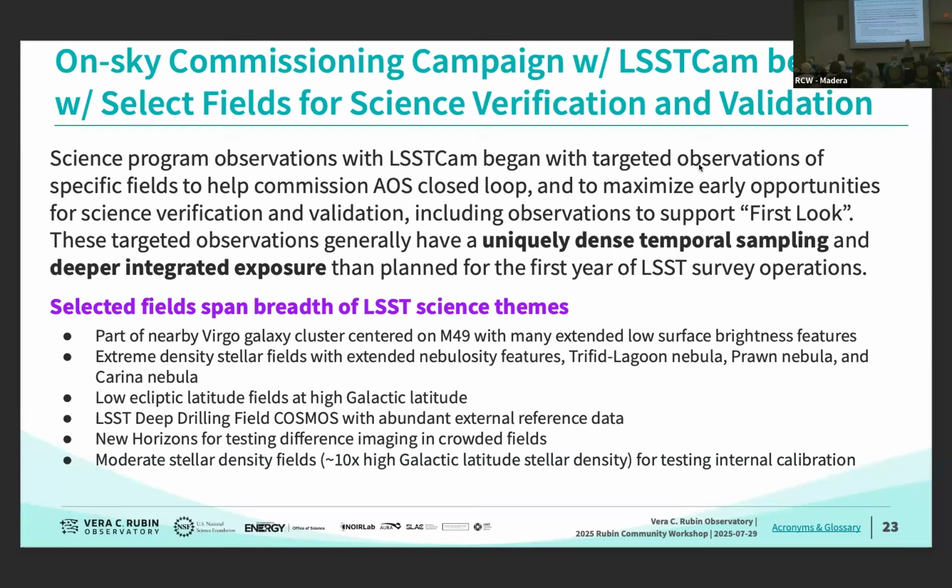The fields that have been chosen to do the science verification and validation span a range of science themes. There's a number listed here. They cover part of the Virgo galaxy centered on M49. We have some extreme density stellar fields with extended nebulosity, so the Trifid Lagoon that you've seen already. We have low ecliptic latitude fields at high galactic latitude. The deep drilling field Cosmos has already been observed. New Horizons is also one of our fields for testing difference imaging in crowded fields. And we also have some moderate stellar density fields as part of this program. So there's a wide range of targets, a wide range of characteristics as part of the plan.